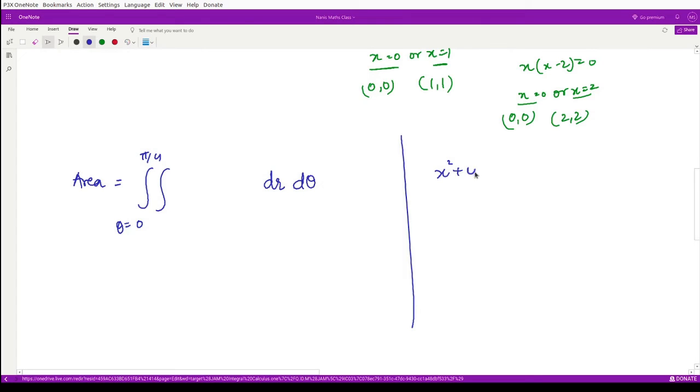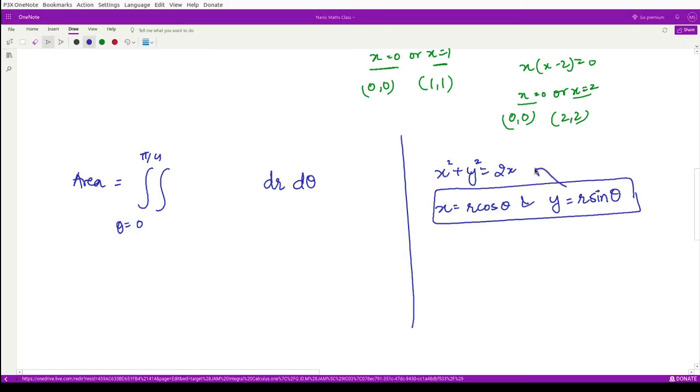So it would be x square plus y square is equal to 2x. Now you know the relationship between the polar and the Cartesian coordinates. So you have x is equal to r cos theta and y is equal to r sin theta. You can substitute all these values in the given equation of circle, so that it becomes r square cos square theta plus r square sin square theta, that is equal to 2r cos theta. Now you can simplify this. So this becomes r square is equal to 2r cos of theta.